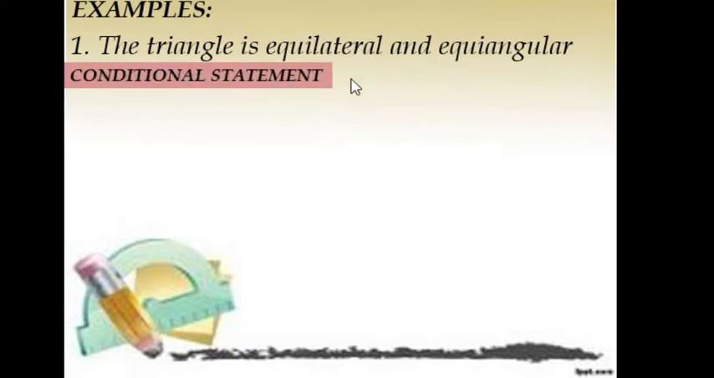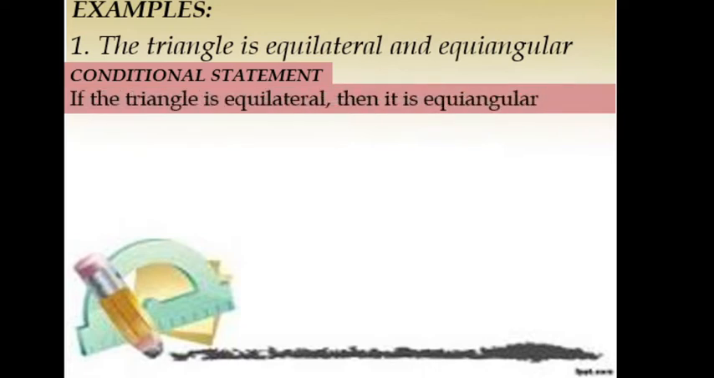So, again, the conditional statement, we have if P, then Q. So, if the triangle is equilateral, then it is equiangular. So, the hypothesis is the triangle is equilateral, and the conclusion is it is equiangular.